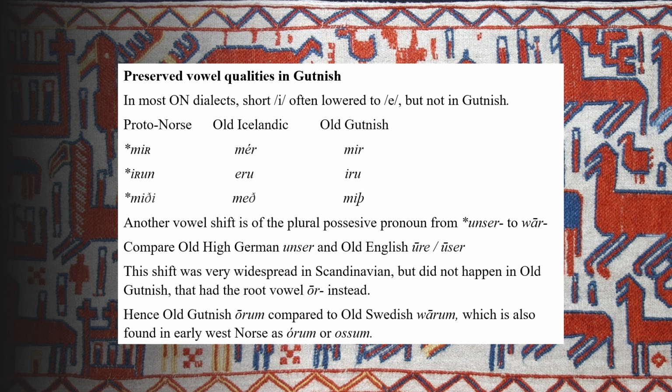Another vowel shift that happened in most of Scandinavia was the shift from unser through an intermediate state, probably something like unsr, to war. Compare Old High German unser or Old English ure, user. This shift was very widespread in Scandinavian and is adopted by all the major languages today, but it did not happen in Old Gutnish, that had a root vowel or instead. Hence you have Old Gutnish årum compared to Old Swedish warum for dative plural, and this form is also found in early West Norse as årum or ossum.